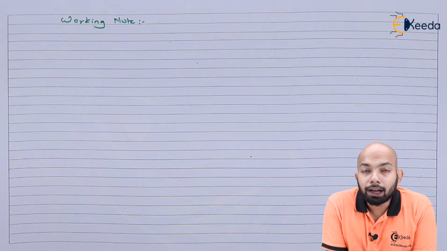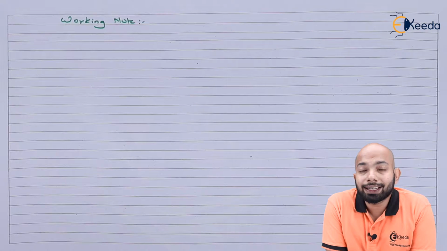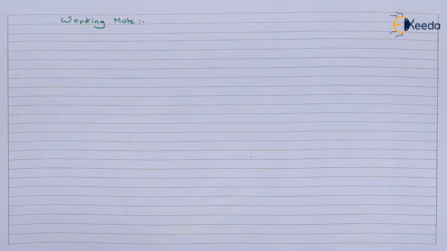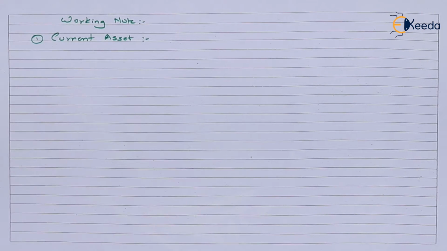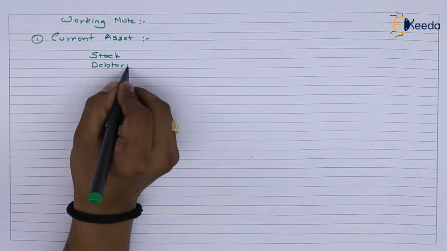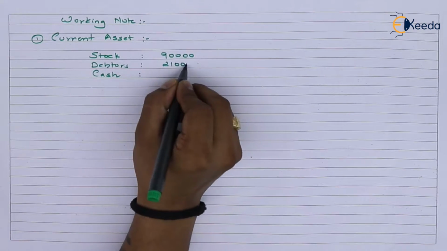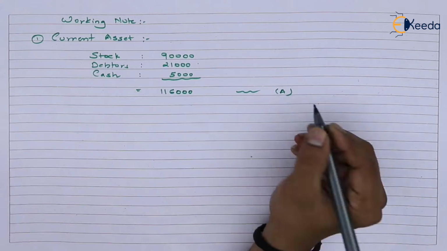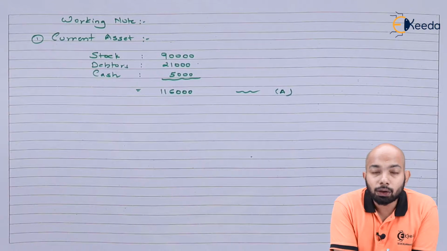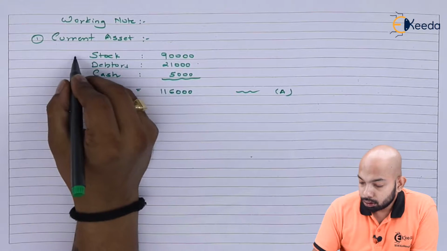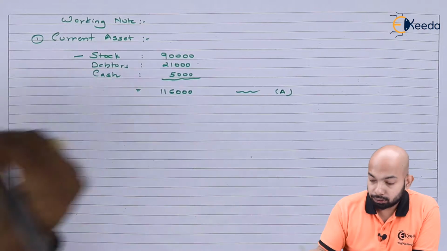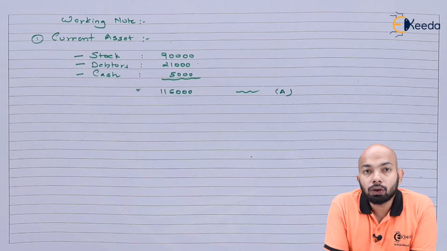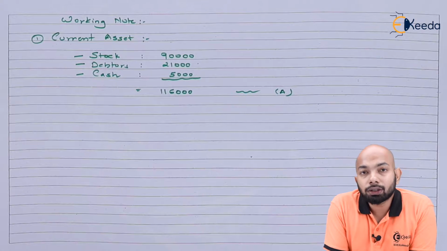So to start with, we'll have the working note done first, which will have current assets, total current liabilities, etc. Let's start with the current asset part. The total of current assets is 1,16,000, where we have included stock, debtors and cash. The total of that gives you the basic structure of current assets.